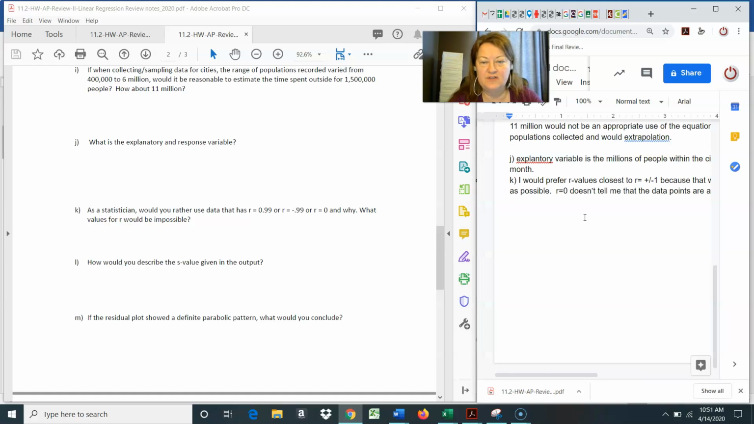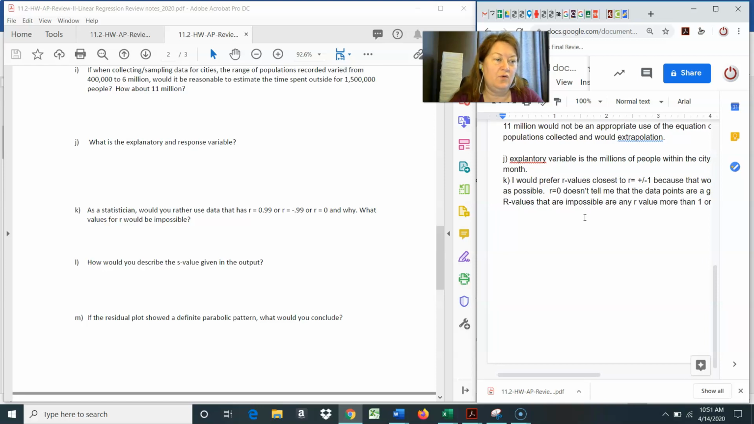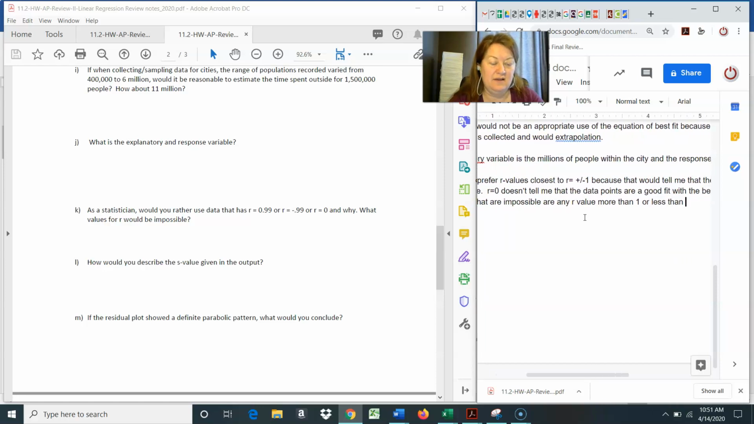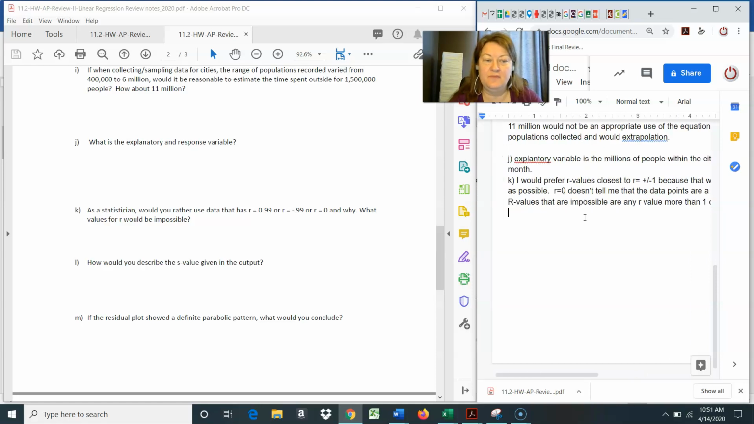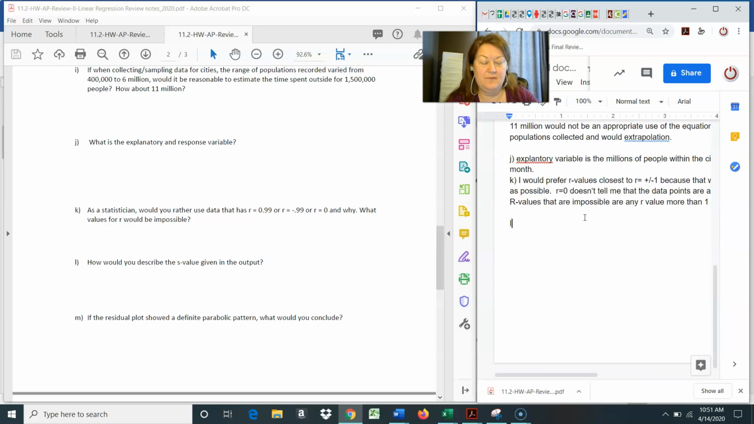Okay, and then the second question, R values. So R values that don't work, that are impossible, are any R value more than 1 or less than negative 1. Okay? So they just want to see if you know that. All right, on to L.